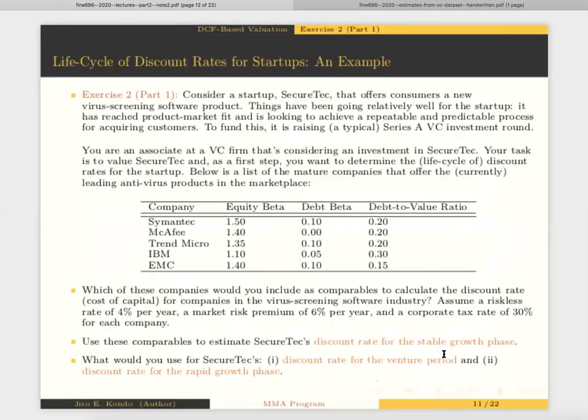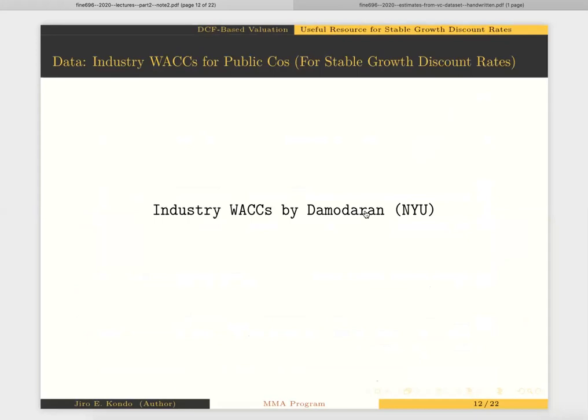By the way, I have a link to a website by an NYU professor called Aswath Damodaran in my slide. If you go to the slide that says data industry WACCs for public companies for stable growth discount rates, these are estimates updated on an annual basis by a finance professor at NYU that can give you a sense of what a stable growth WACC industry by industry might look like in the real world.